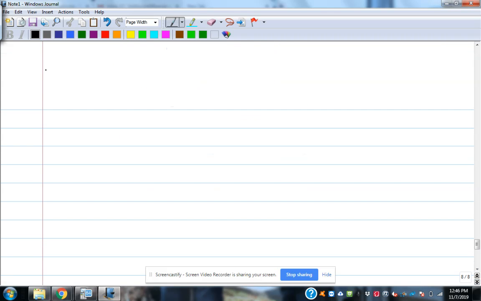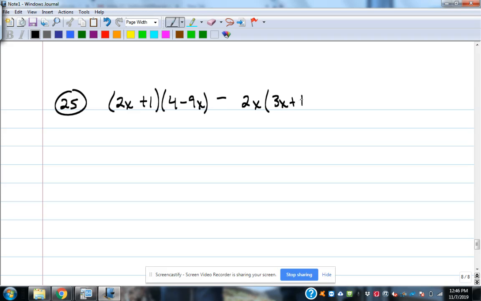Let's do one that kind of puts together the addition and subtraction with multiplication. 2x plus 1 times 4 minus 9x minus 2x times 3x plus 11. Five more examples, guys. Just stick with me. What do I do first?